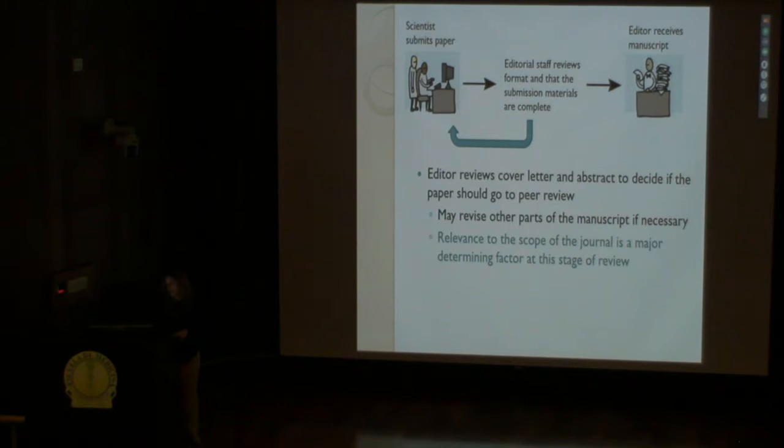So at this stage, once the editorial staff reviews the format and deems it acceptable, they'll send it to the editor. What does the editor actually read? Most times it will be the cover letter and the abstract. And from that, he'll decide if it's relevant to the scope of the journal. Sometimes it won't be that clear, and you don't really want to do that. You want to be extremely clear in your cover letter and your abstract. But in some cases, when it's not clear, he'll actually go to the discussion. And he'll read the discussion and make a decision there.